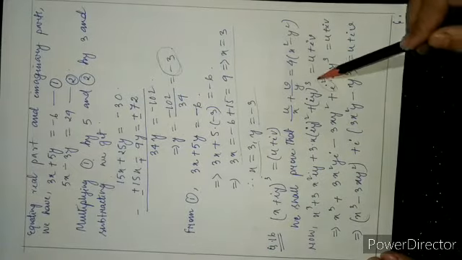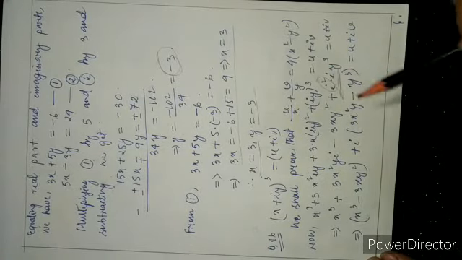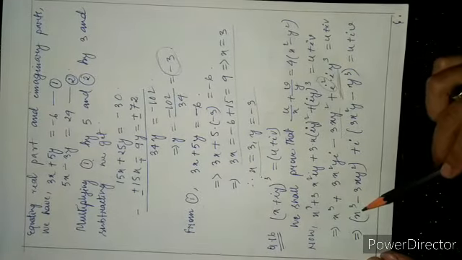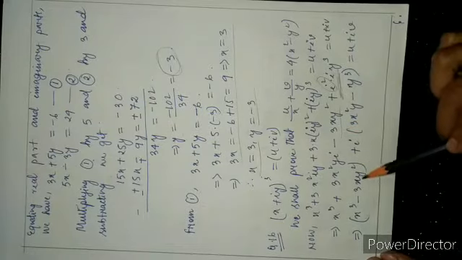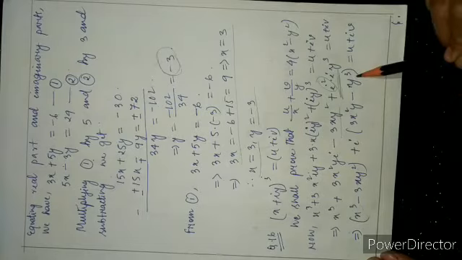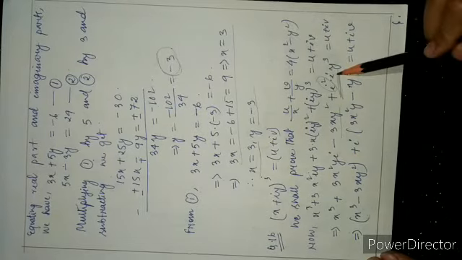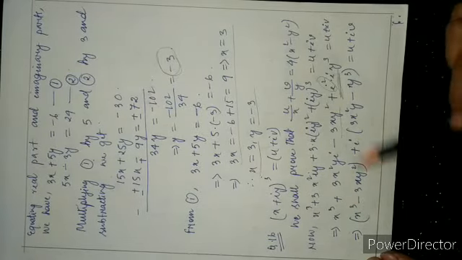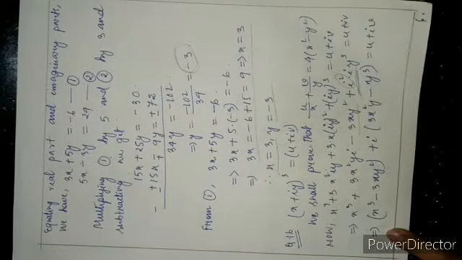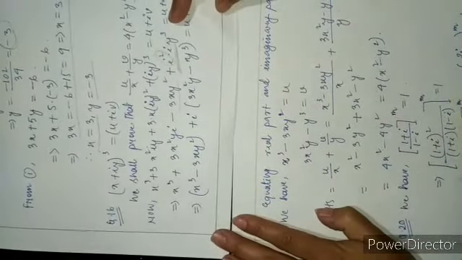The value of i² is −1, so we write −1. So we get x³ − 3xy² plus i times (3x²y − y³), which is equal to u + ib. So now we have the real part and the imaginary part. Next, equating the real part and the imaginary part.